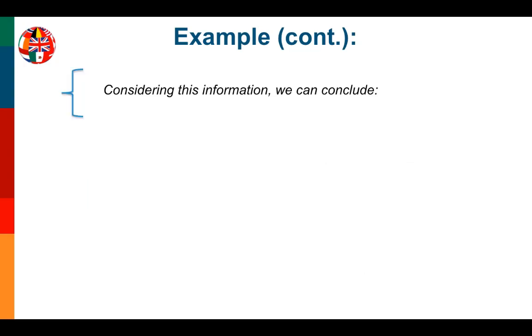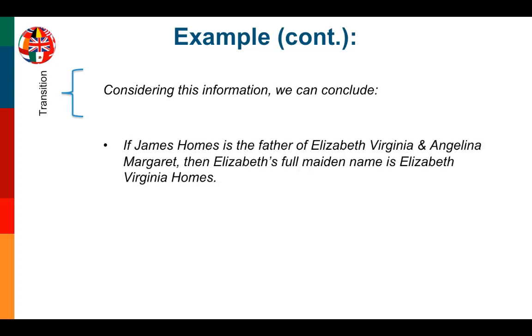Next, we have our transition. Considering this information, we can conclude. And then we have our syllogism. If James Holmes is the father of Elizabeth Virginia and Angelina Margaret, then Elizabeth's full maiden name is Elizabeth Virginia Holmes.